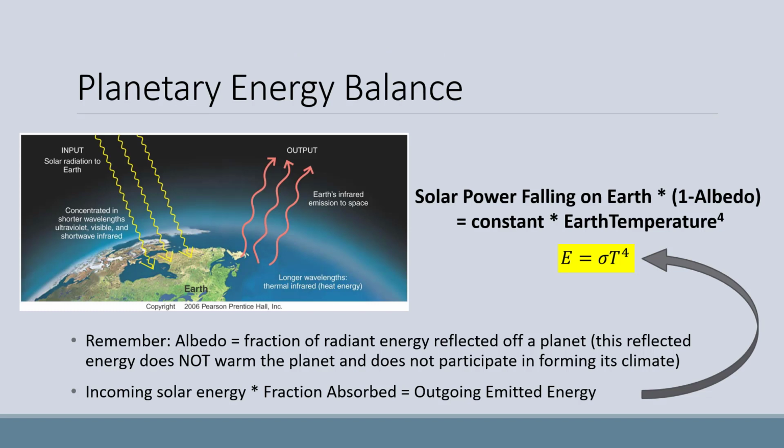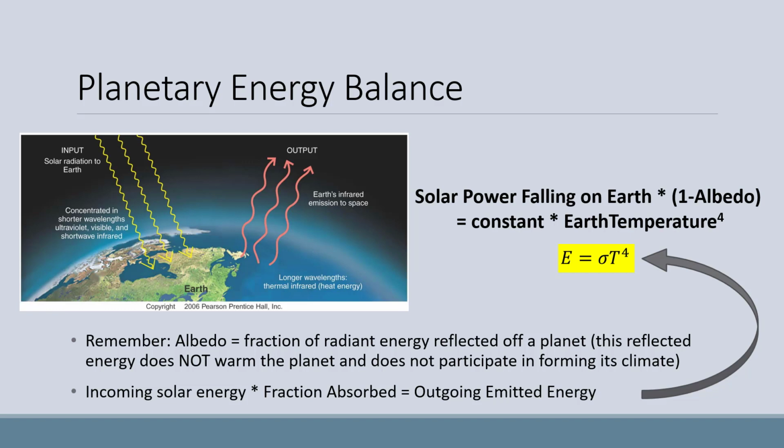The amount of energy that the Earth absorbs will be the solar power falling on Earth times 1 minus Earth's albedo. Remember that albedo equals the fraction of radiant energy reflected off a planet. This reflected energy does not warm the planet and does not participate in forming its climate.